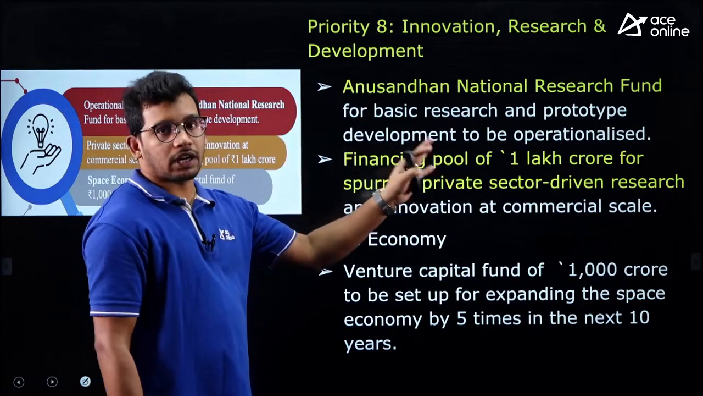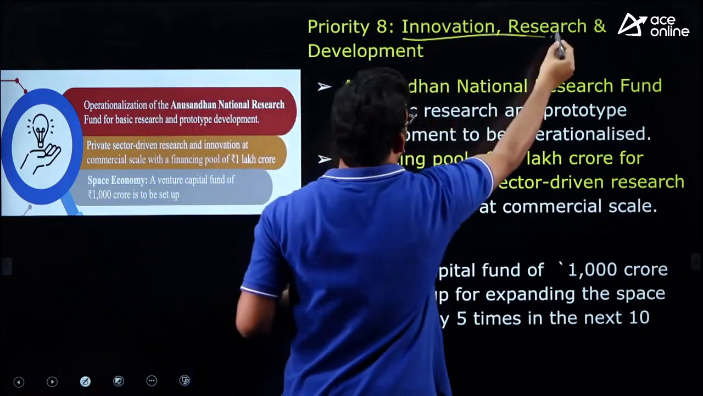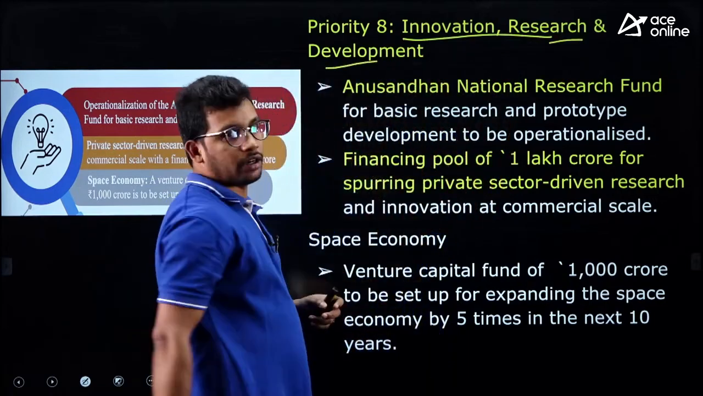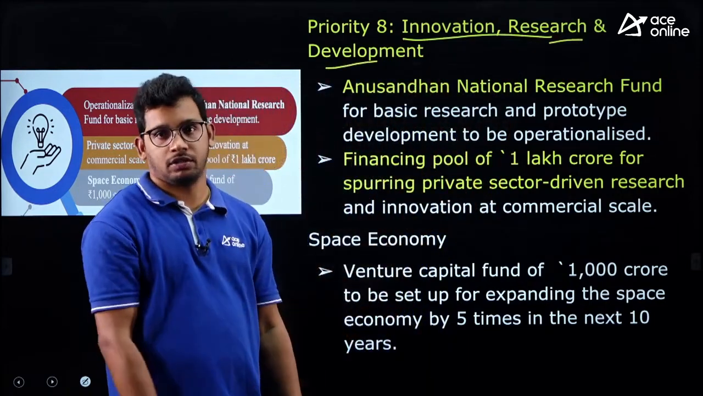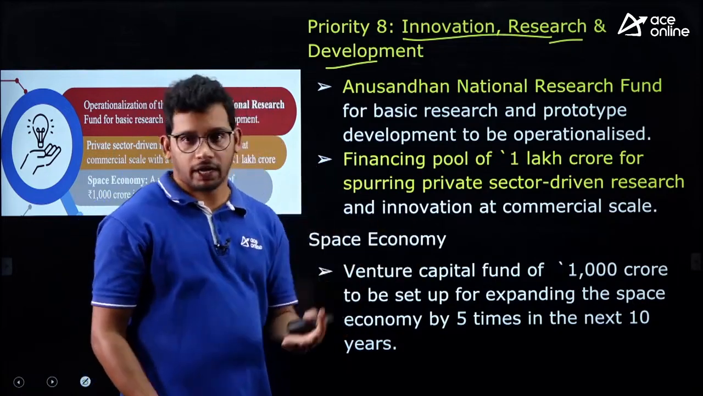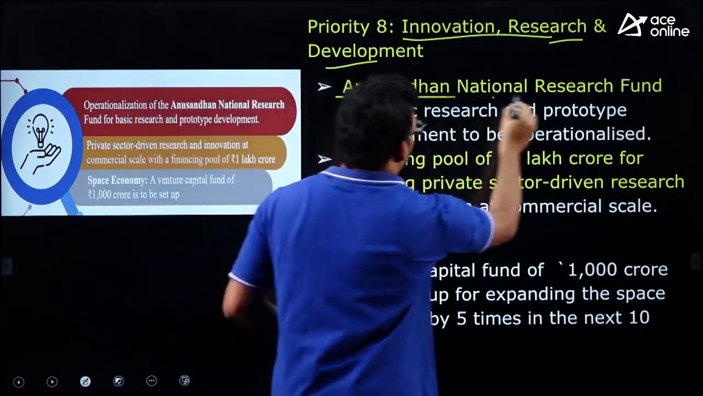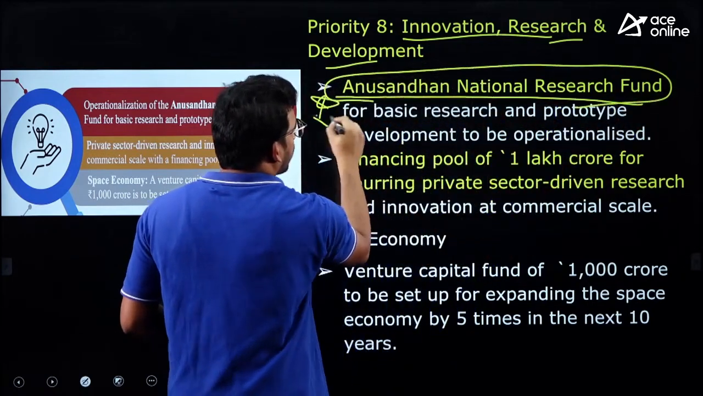We are moving to the climax of these priorities. 8th priority, that is to encourage innovation, research and development. I have explained in the beginning itself that India is lagging behind in research and development. For that purpose, government is going to encourage it now. Government has come up with Anusandhan National Research Fund, a very, very important fact.